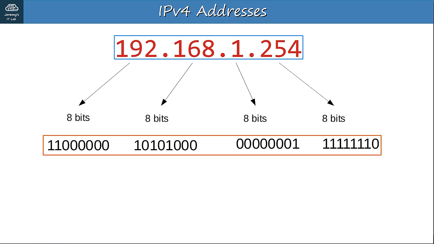So hopefully you have an idea of how binary works now. Before we do some practice converting between decimal and binary, I want to teach you one more term. You'll often hear each of these 8-bit groups referred to as octets. Now, let's get some practice converting binary octets to decimal.